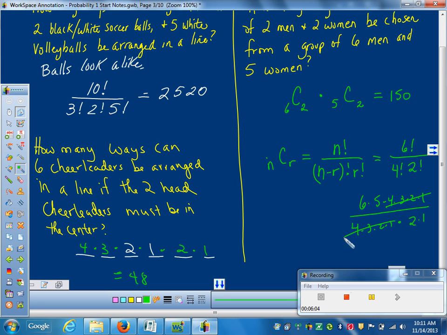Okay, so that one was 15. This one, since I know it's a 2, I know I'm going to be left with 5, 4 divided by 2, 1, from the process. So that would be 20 divided by 2, or 10. 15 times 10 is 150.